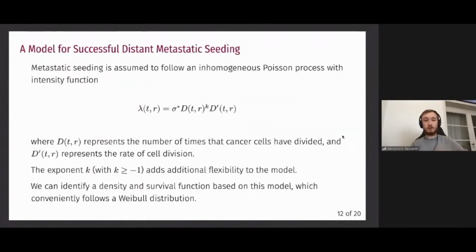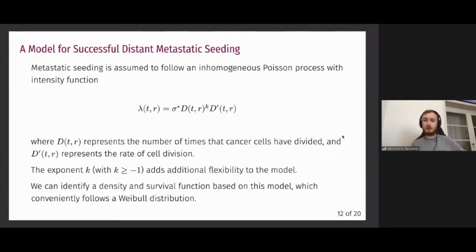So what we do is we first define and formulate a model for successful distant metastatic seeding, which we assume to follow a homogeneous Poisson process with an intensity function lambda that depends on the number of times the cancer cells had divided and the rate of cell division. We include the exponent k, with k greater than or equal to -1, to add additional flexibility to the model. We can estimate k from data, or we can fit it to a given value.